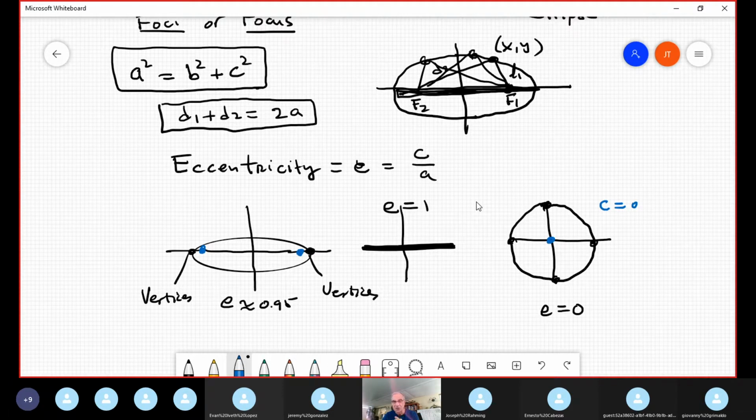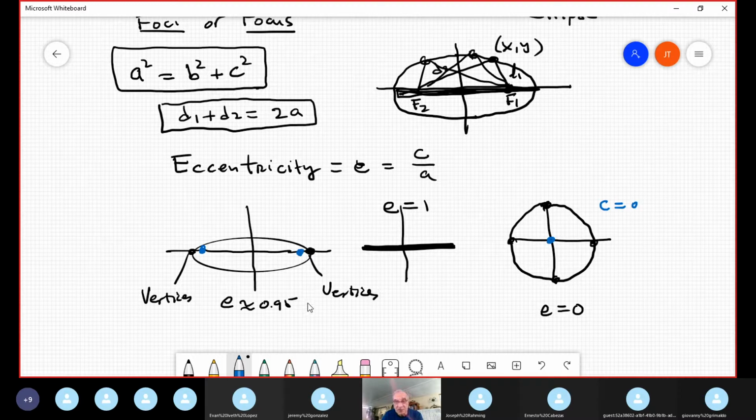Eccentricity is a parameter that gives me information on how rounded or how flat our ellipse is. Okay, super. Let me go to Desmos to illustrate.